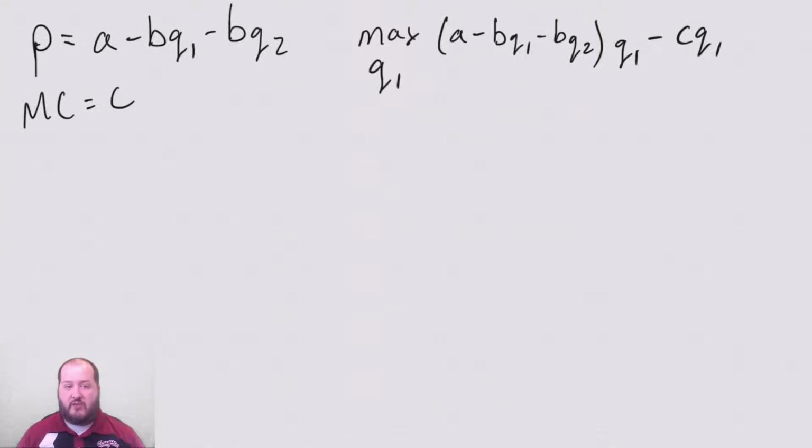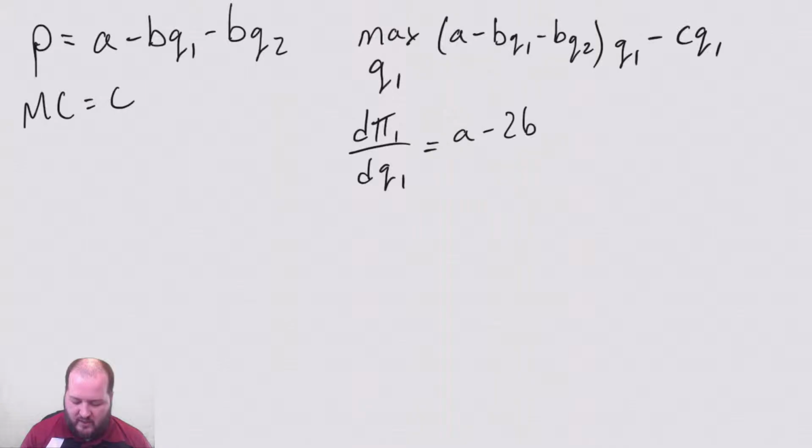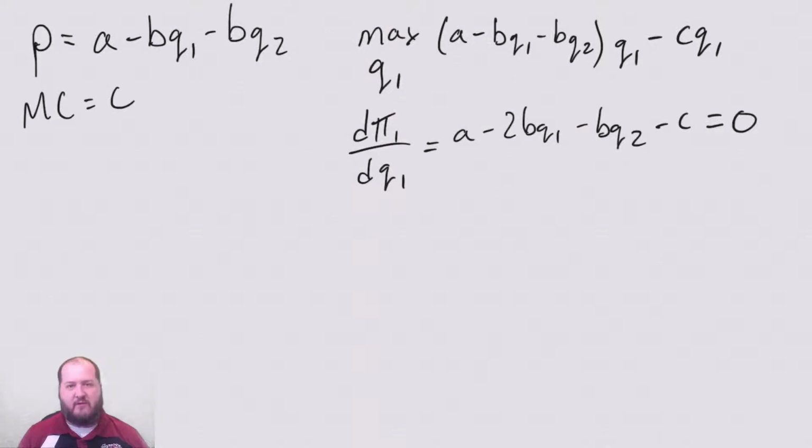It only has one choice variable, so I only need to calculate one first order condition. I can get the derivative of firm 1's profits with respect to their quantity, and that's just going to be A minus 2BQ1 minus BQ2 minus C, and then I'll set it equal to 0.